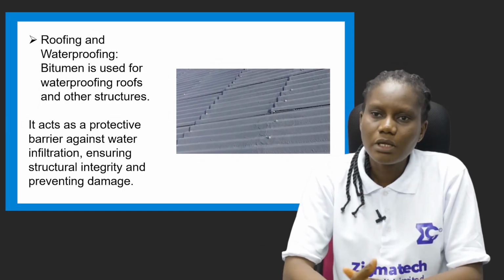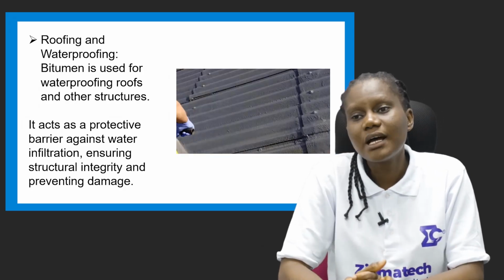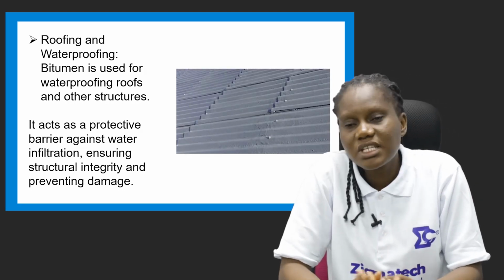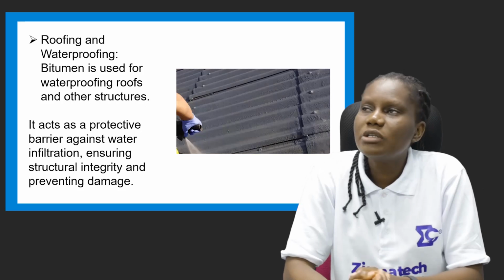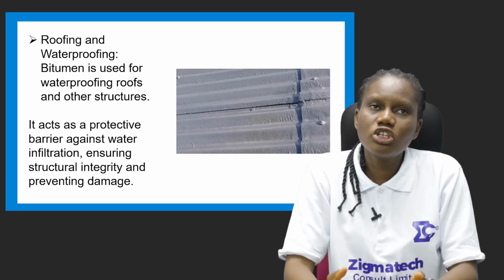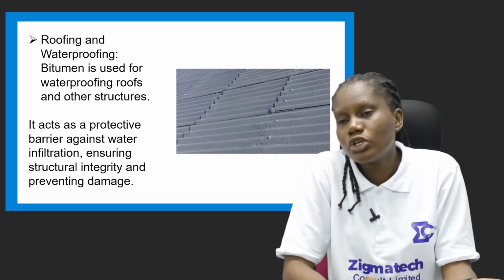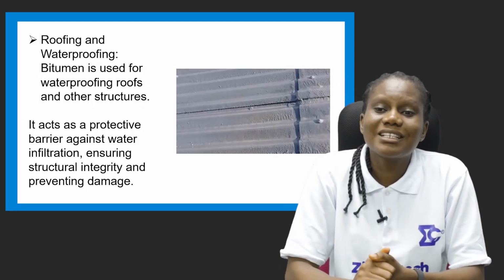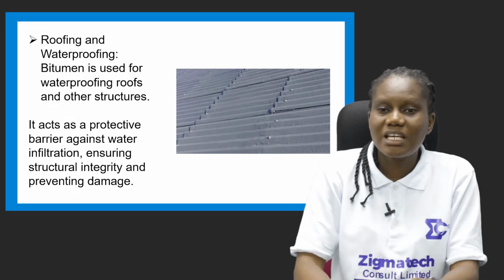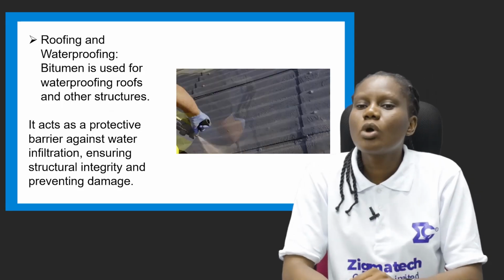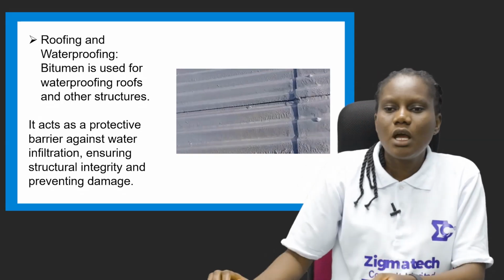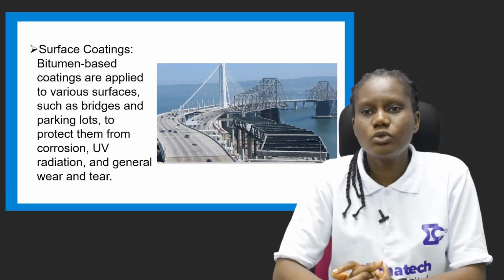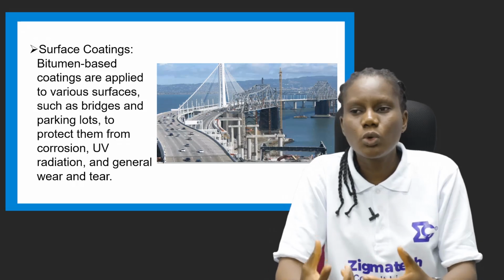In roofing, I mean to say, and in waterproofing. Bitumen is used for waterproofing roofs and other structures. So the usage is not only found in the making of road or road construction, but also in roofing and waterproofing. It acts as a protective barrier against water infiltration, ensuring structural integrity and preventing damage. Bitumen also has its usage in surface coating.